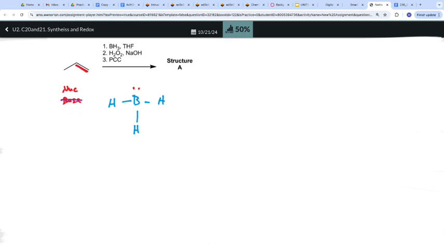Didn't we already learn? Yeah, you learned this, so it should be real fast. How do we draw Lewis structures? What's our first step for drawing a Lewis structure? Electrons? Count our electrons. So how many valence electrons does boron have? 3.